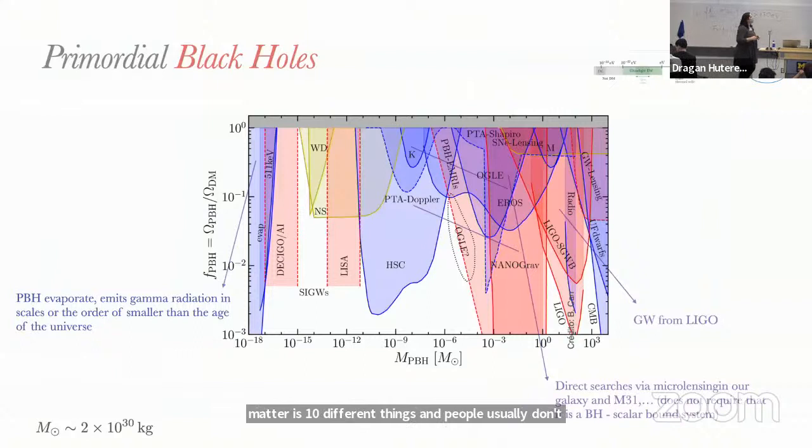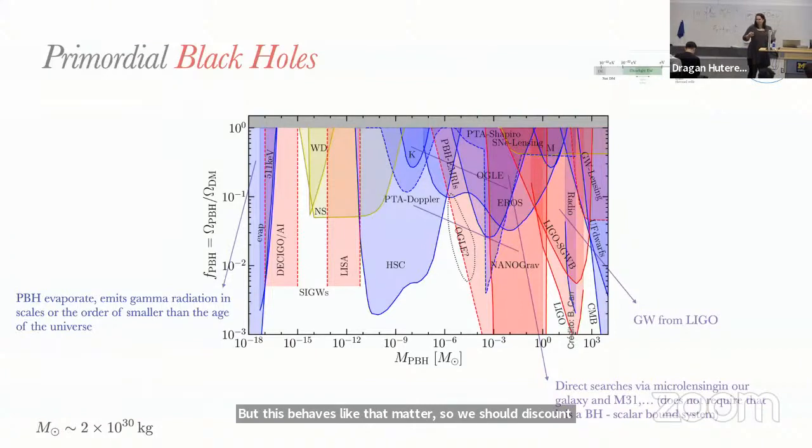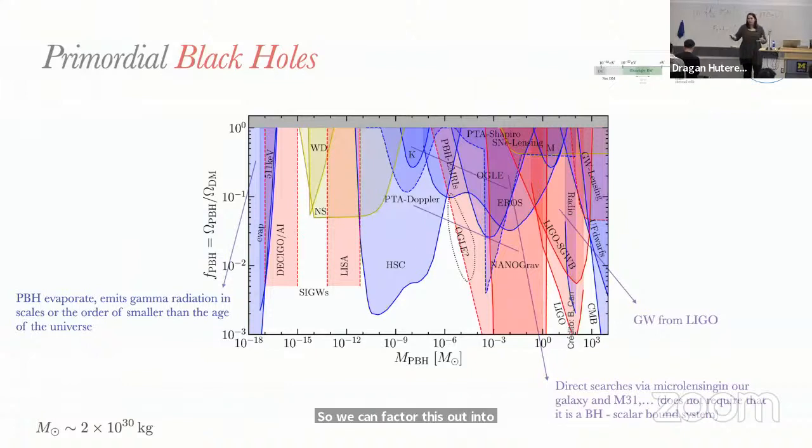But what I invite you to think is that if the universe predicts things that behave as dark matter, like the neutrino, for example, which is maybe not part of what dark matter is but behaves like dark matter, we should discount that out of what dark matter is. You know what I mean? It's not that dark matter is made of many things. It's that the universe has many things that behave like dark matter. And that's possible. So if primordial black holes exist and they are not 100% of dark matter, we need to understand what is the amount of them that we are allowed to have. So we can factor this out of the amount of dark matter and try to find maybe a particle, maybe something else.